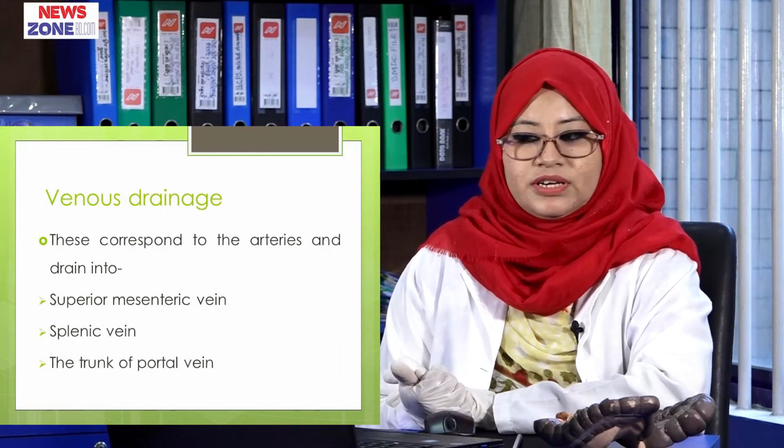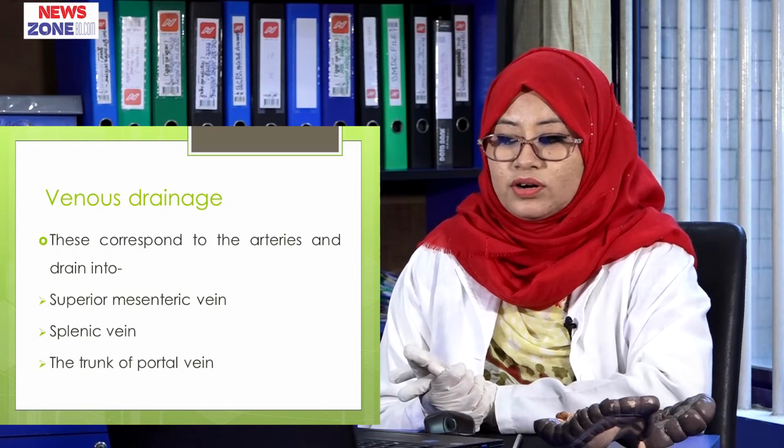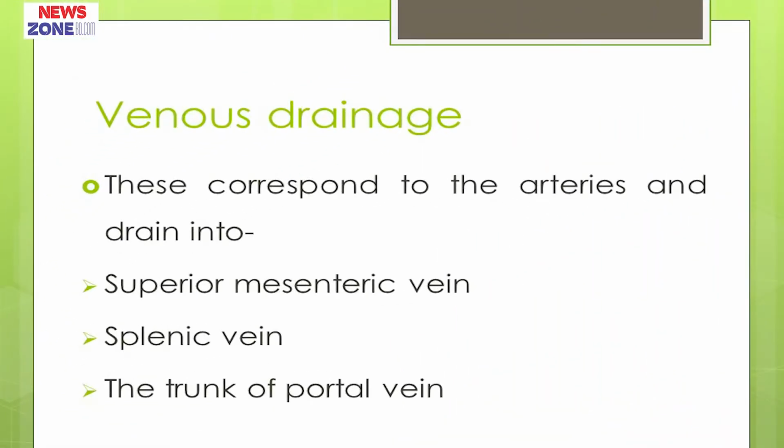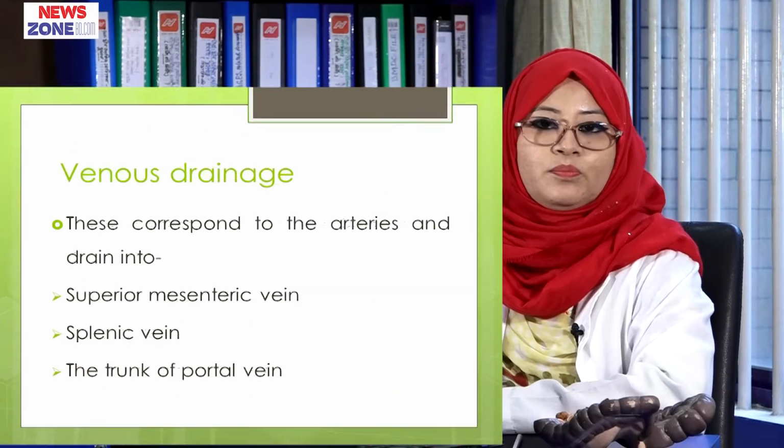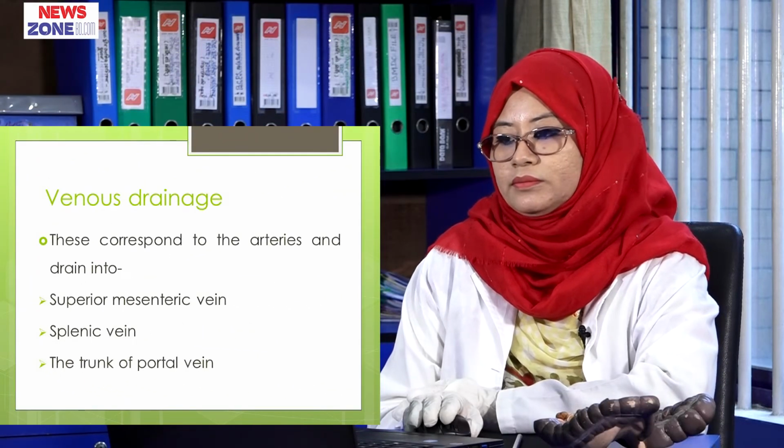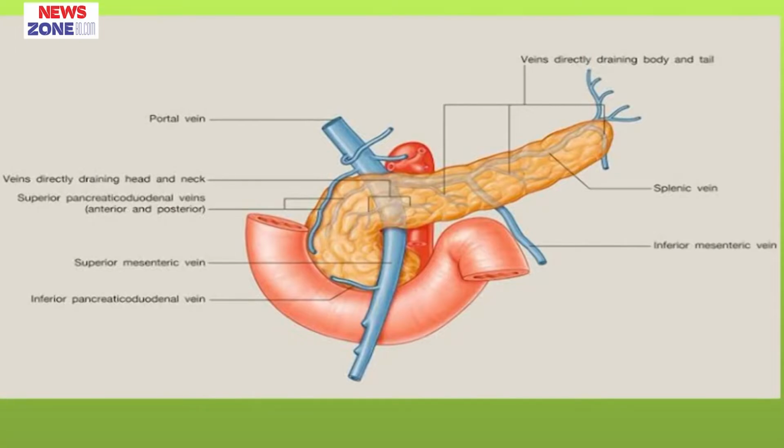Now, venous drainage. These correspond to the arteries and drain into superior mesenteric vein, splenic vein, and into the trunk of the portal vein. In this figure, we can see this is superior mesenteric vein, this is splenic vein, and this is portal vein.